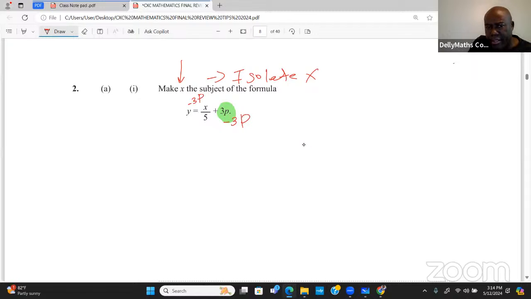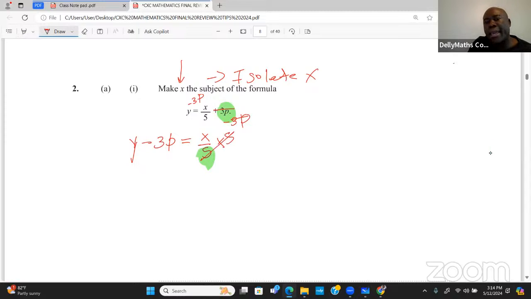So if I rewrite this, I'm going to have y minus 3p, and that is going to equal x over 5. We're almost there because this positive 3p and the negative 3p would have canceled fully. Now, what we're going to do here is multiply both sides by 5 in order to get the x to be standing alone, because that 5 is dividing. The inverse of division is to multiply.